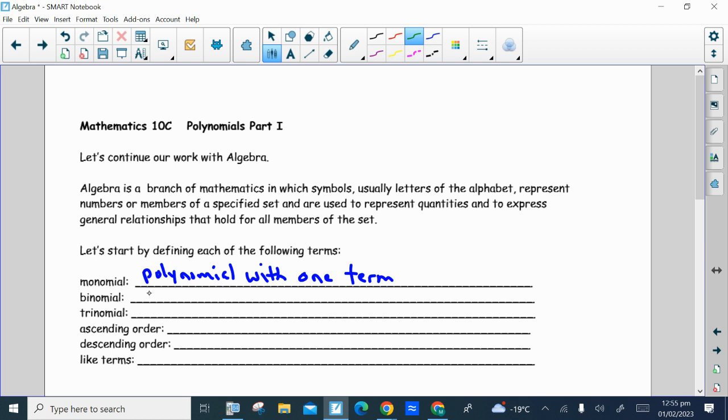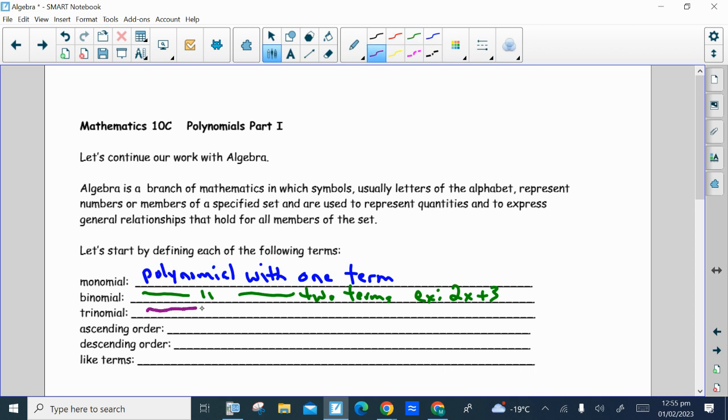A binomial is a polynomial that has two terms. So an example of a binomial might be something like 2x plus 3. As long as it has a variable somewhere, it is a polynomial. In this case here, there's two terms. The first term has a variable. The second term, the positive 3, doesn't. It's known as a constant. But as long as there's a variable somewhere, it's a polynomial. And if there are two terms, we call that a binomial.